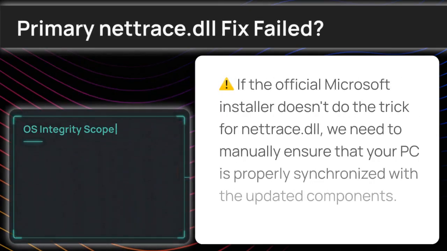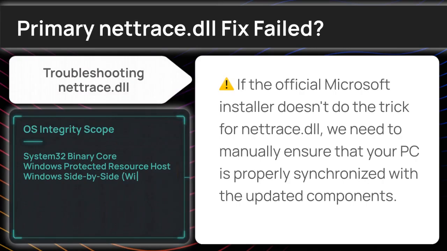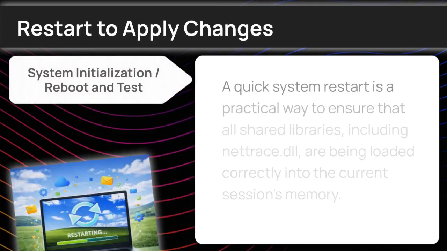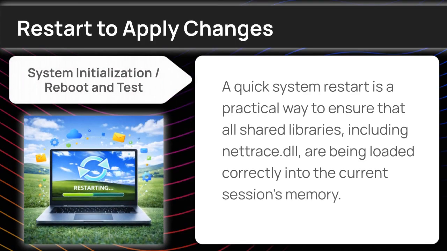If the application still won't initialize, we need to shift our focus to how the Windows loader is interacting with the library. A full system restart clears the temporary memory cache and allows Windows to attempt a fresh initialization of all required libraries, including Network Tracing Library.